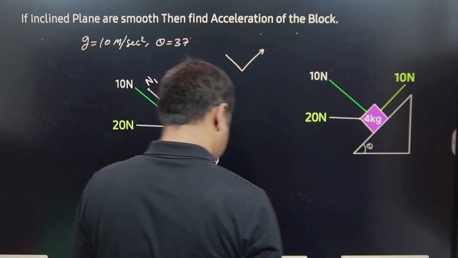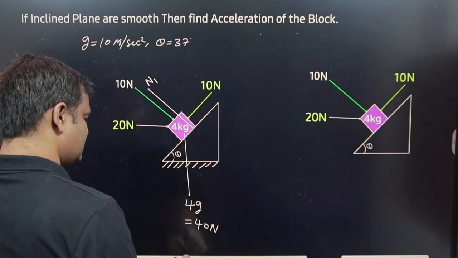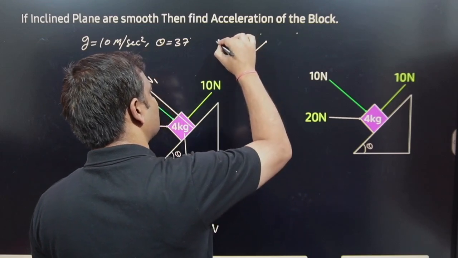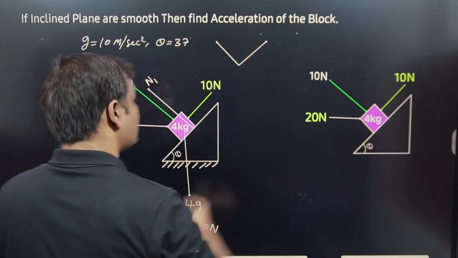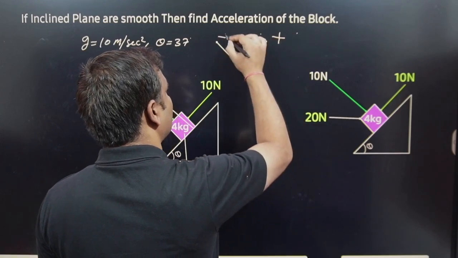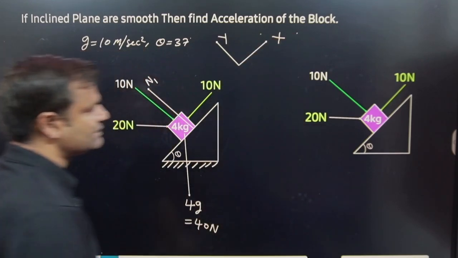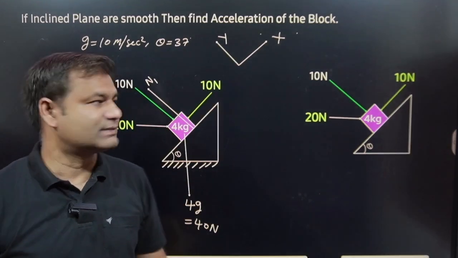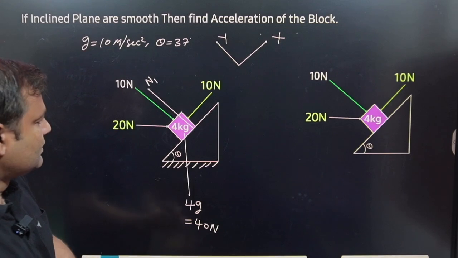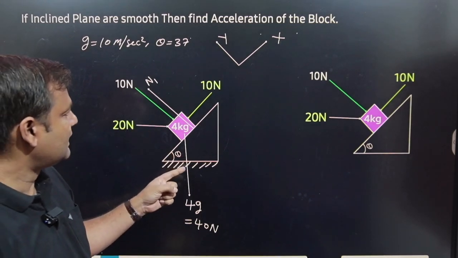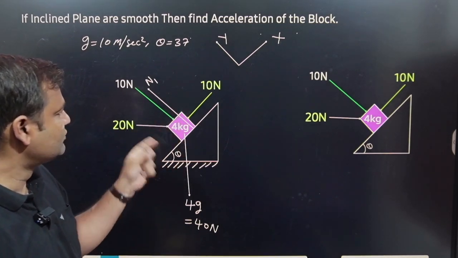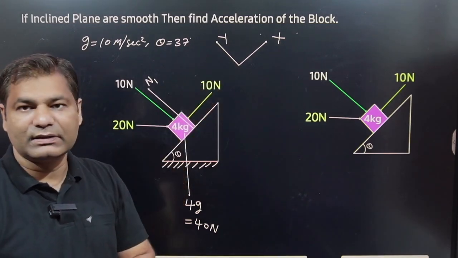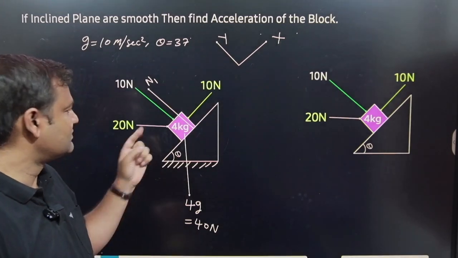We now take components of all forces along this direction and this direction, here capital X and here capital Y. So all forces are resolved along these two directions. One by one I will discuss. These two forces are not along capital X and capital Y, so this one and this one need to be resolved.